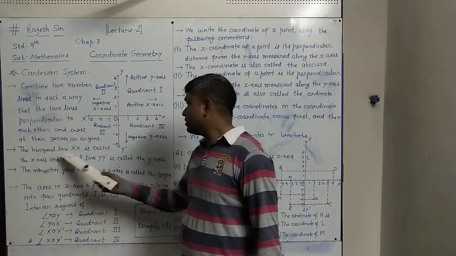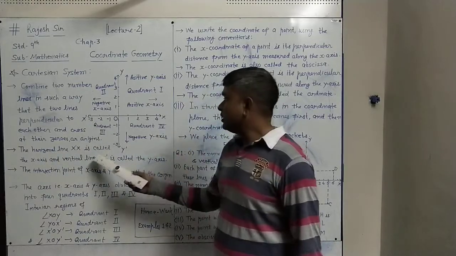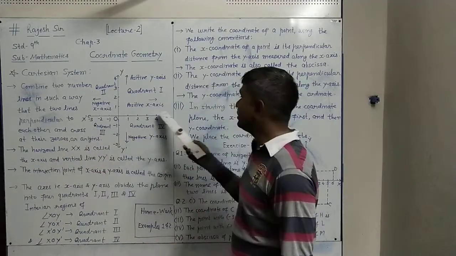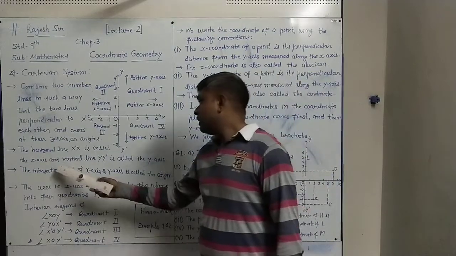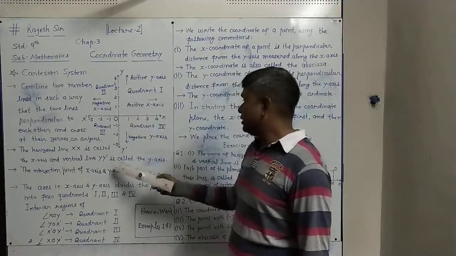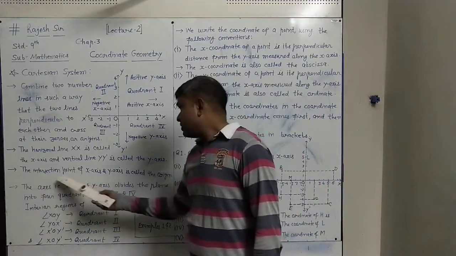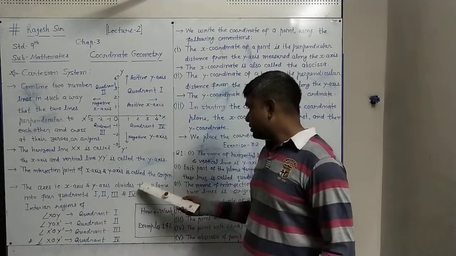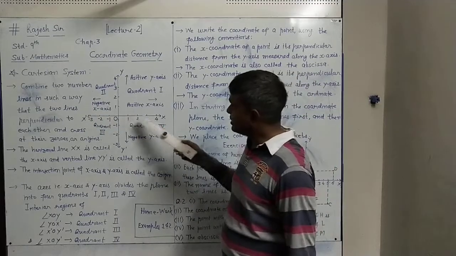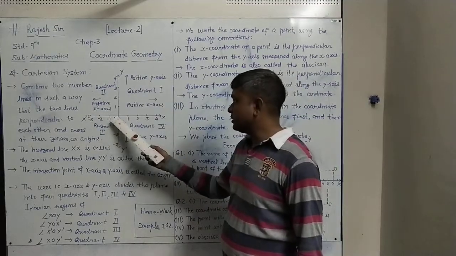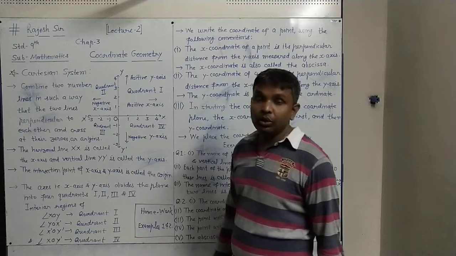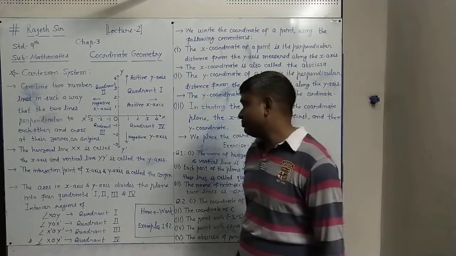In this, the horizontal line X'X is called the x-axis, and the vertical line Y'Y is called the y-axis. The intersection point of the x-axis and y-axis is called the origin, denoted by capital O.